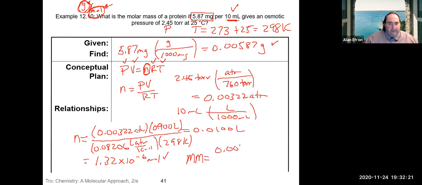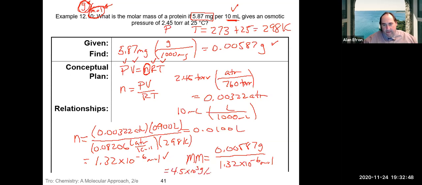So 0.00587 grams divided by our moles of 1.32 times 10 to the minus 6 moles. Again, nobody cancels out in terms of units here. And we end up with, it looks like 4.5 times 10 to the 3 grams per mole. Any questions on that? About 4,500 grams per mole.